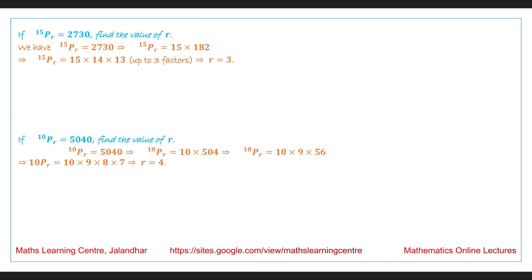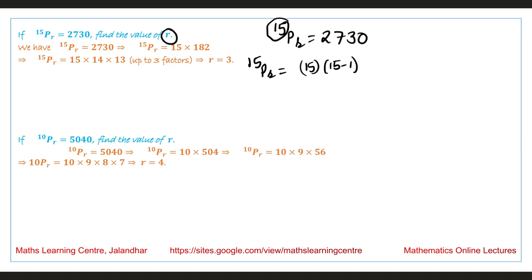Next is, if 15PR is equal to 2730, we have to calculate the value of R. So the value of 15PR is 15 into 15 minus 1, then 15 minus 2, and so on up to 15 minus R plus 1.